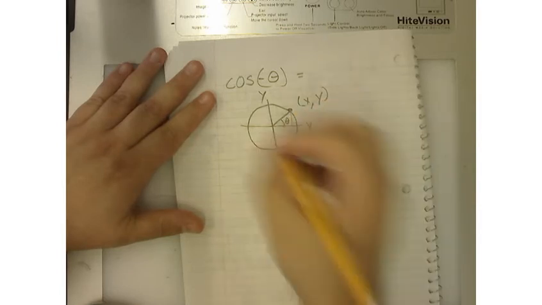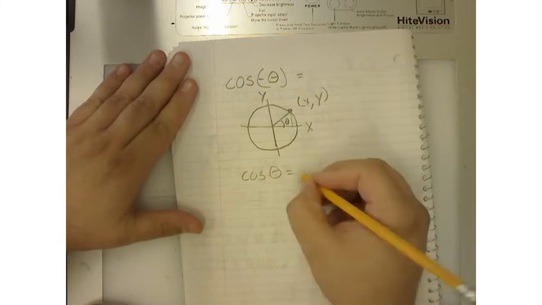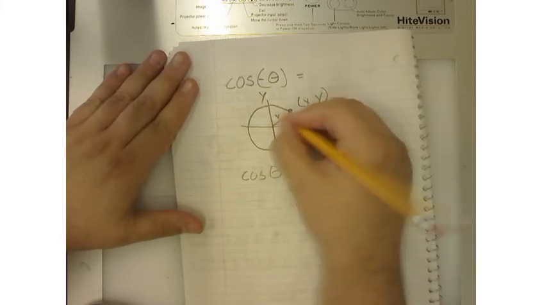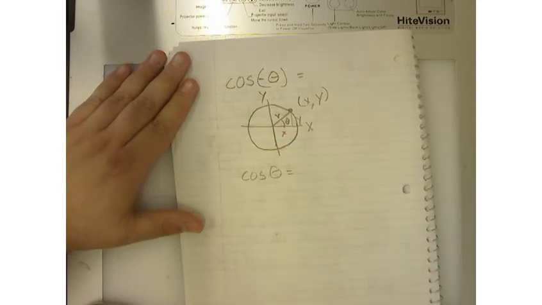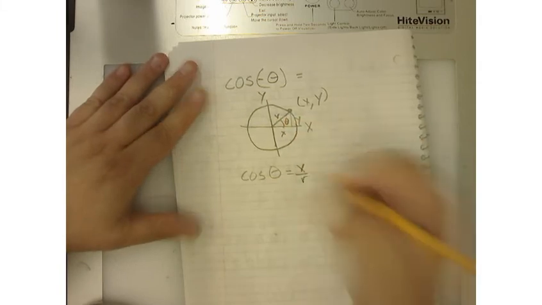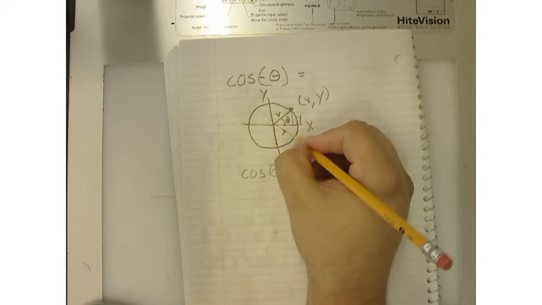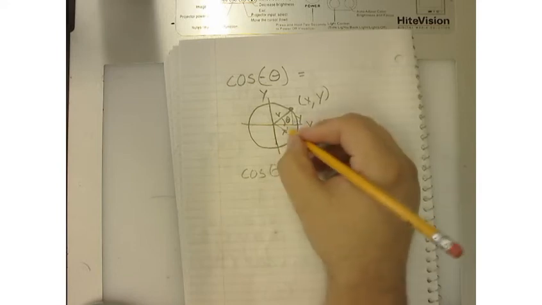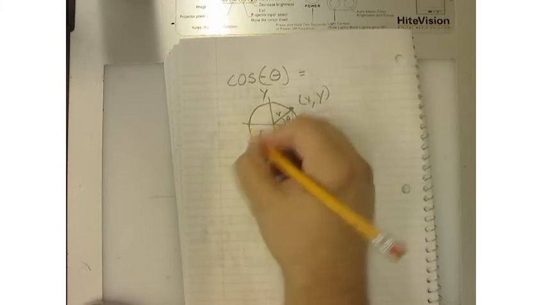And we said earlier that cosine of theta was equal to x over r, right? So here's our radius, this is our x value, this is our y value. And we said that was equal to the adjacent over the hypotenuse, so it'd be x over r. Now, if I take cosine of negative theta, that means I'm just going to swing theta around this way, the exact same distance for theta, but this is cosine of negative theta, right?